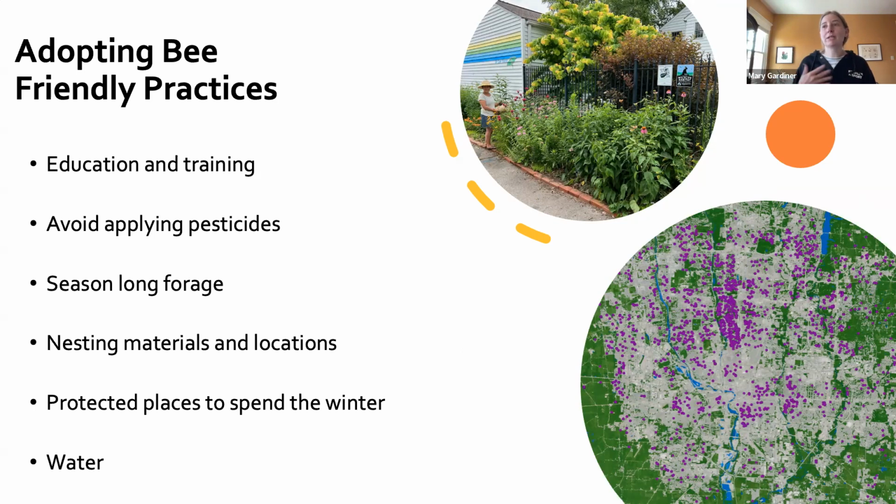Another thing to note is the importance of avoiding applying pesticides, or for sure making sure they're applied properly when necessary. Looking at providing things like season-long flowers, nesting materials, like I talked about, all these different nesting types that bees have, protecting those nesting sites, providing overwintering habitat and water sources are all components of creating a bee campus that can really turn the needle, can make a difference for bees here in the city of Columbus.